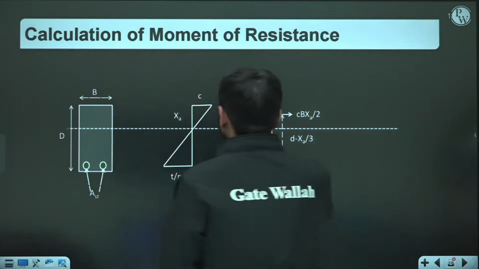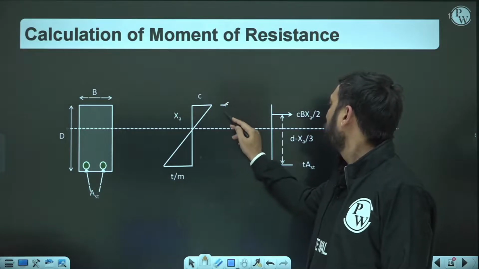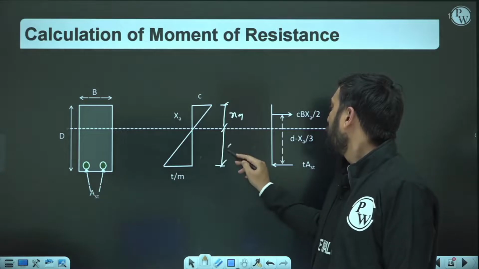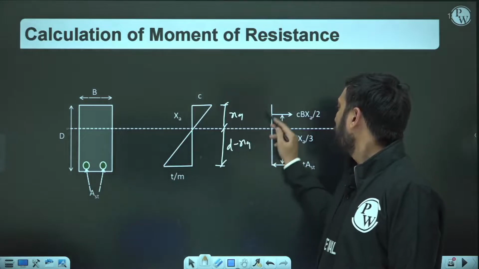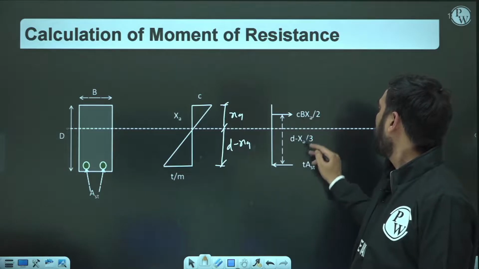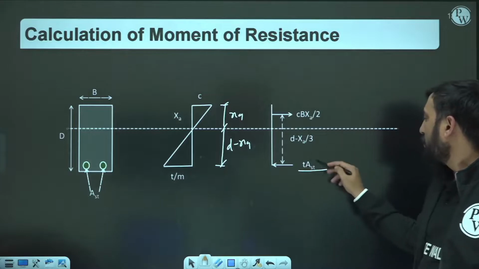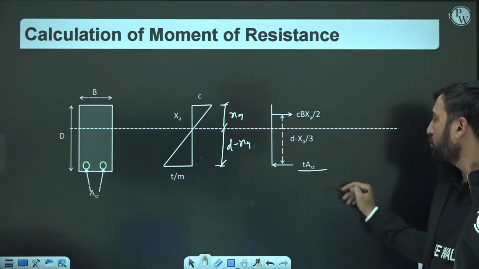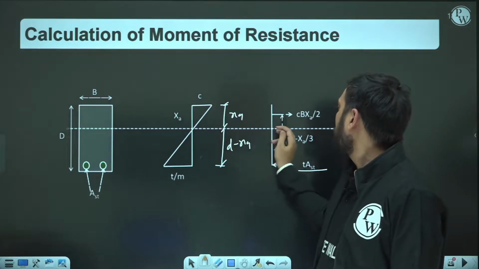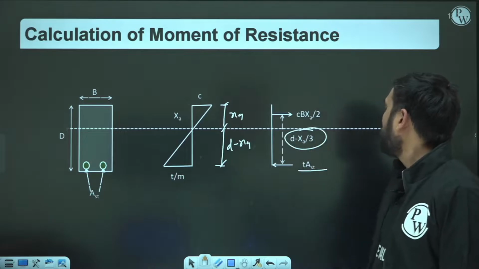So this is C, this is XA, this is T by M. We know it's going to be XA, and we know it's going to be D minus XA. So what is the average force here? It is average stress C by 2 into B into XA. What is the force here? It is T times AST. How did we conclude this? It is T by M into M times AST. So it is T times AST. Over this triangular section, this force is acting at a distance of XA by 3 from top, so the lever arm would be D minus XA by 3.